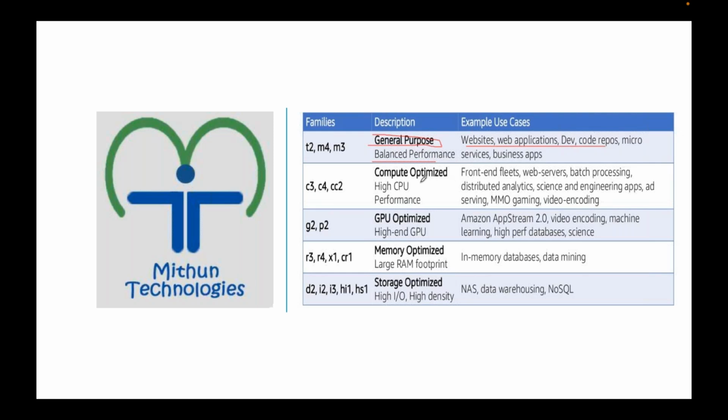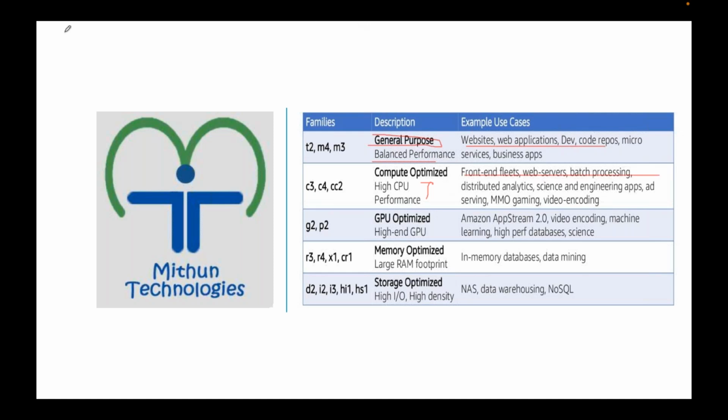And compute optimized, you will get more CPU performance. You can use it if you have a requirement for batch processing, distributed analytics, video encoding, these types of applications. If you need more computing, more CPU performance, you can go for compute optimized.